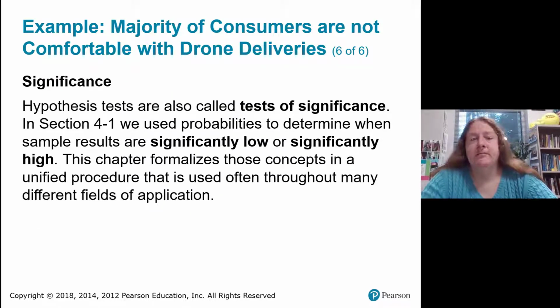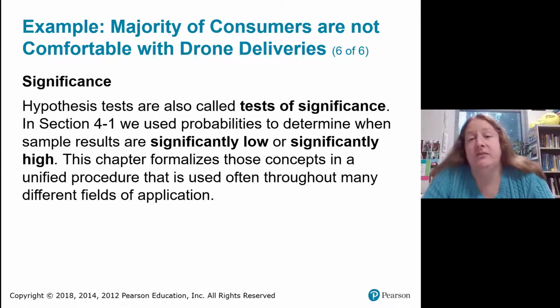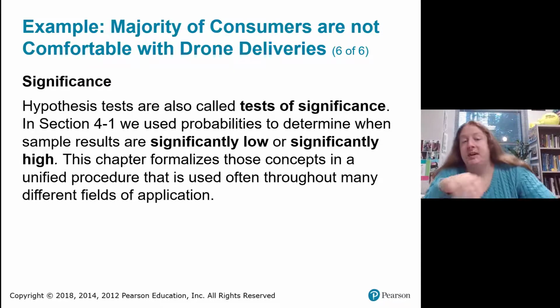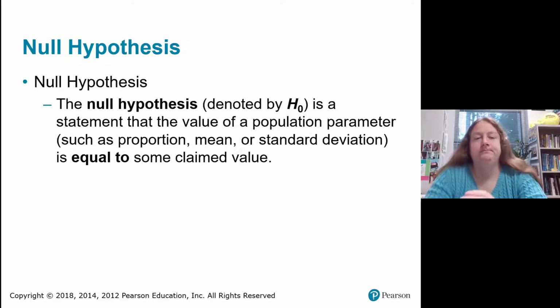So, significance. Hypothesis tests are also called tests of significance, and the reason is that we're looking to see if sample results are significantly low or significantly high. We've been talking about this idea of significantly low and high for basically the entirety of the course so far. But this chapter, when we're talking about hypothesis testing, is going to formalize those concepts into a procedure so that we can tell whether things are actually significantly high or low in a little more streamlined way than we've done so far.